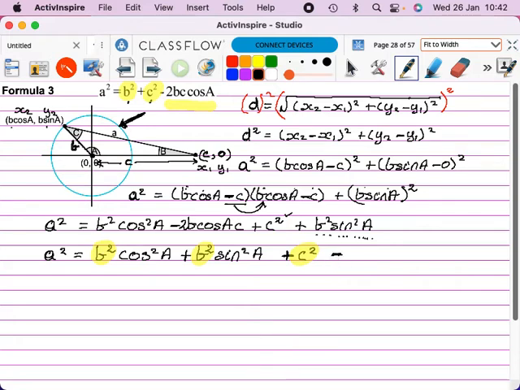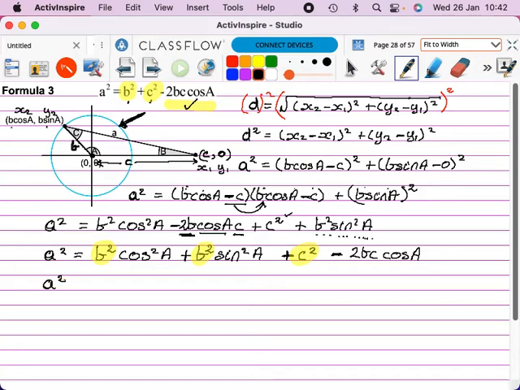Oh, look, we've got 2b and there's a c. So I'm going to bring the c up to the b. So 2bc and then it's cos A. So I'm just rewriting it as I go. 2bc cos A. And guess what? That's exactly what it is at the top. And then we've just proved something.